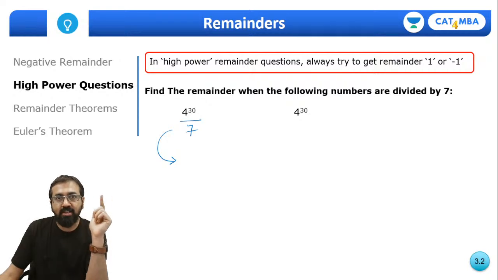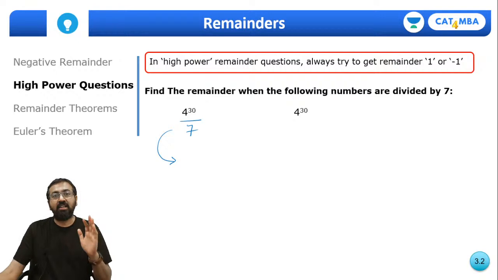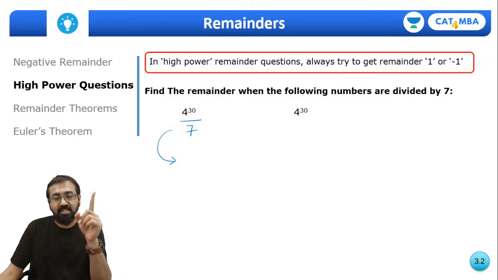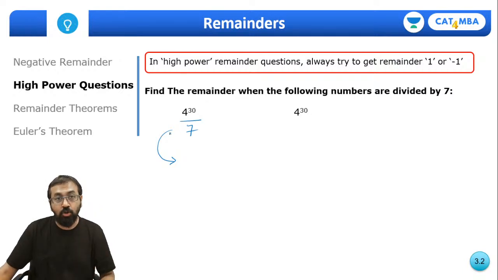What is 4 square? 16. 16 divided by 7, remainder is 2. Let's try a little more. What is 4 cube? 4 cube is 64, and 64 divided by 7, can I say remainder is 1? 7 nines are 63. Right, so we got our clue. We can write 4 raised to 30 as 4 cubed whole raised to 10.